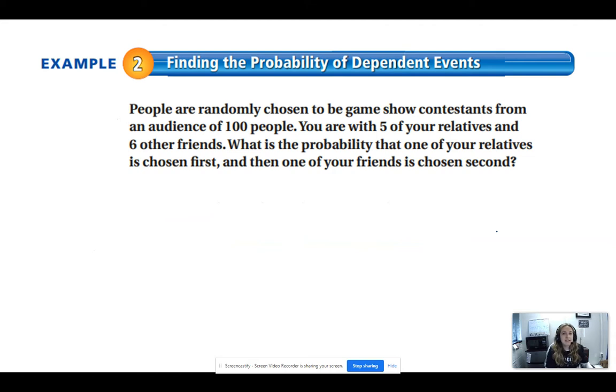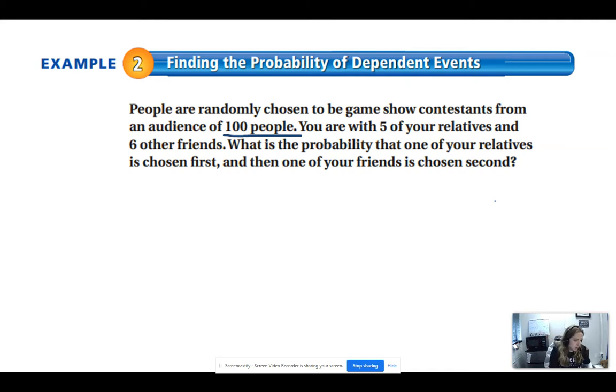Okay, so here's how it works. Finding the probability of a dependent event. People are randomly chosen to be game show contestants for an audience of 100 people. So that means the audience is 100 people. You are with 5 of your relatives and 6 other friends. What is the probability that one of your relatives is chosen first, and then one of your friends is chosen second? So again, that second event is going to rely on that first event.